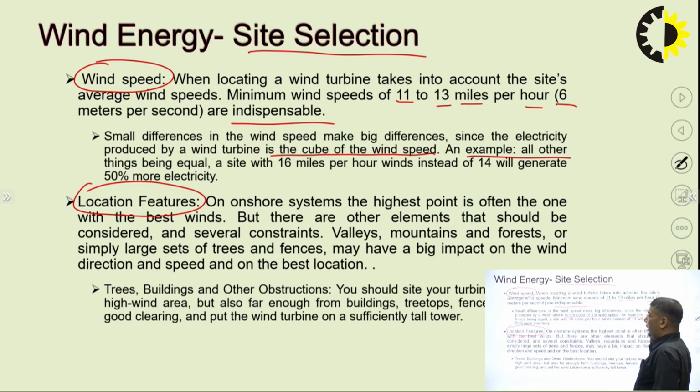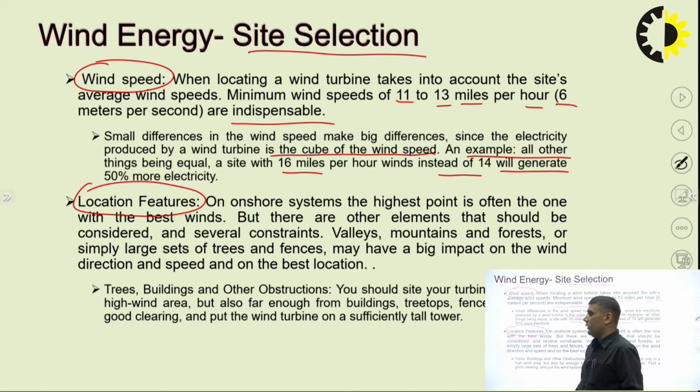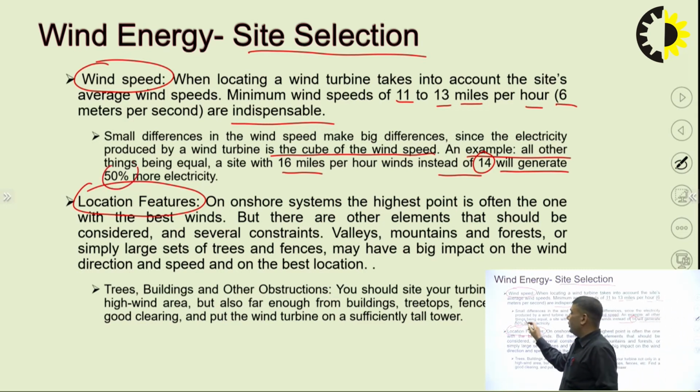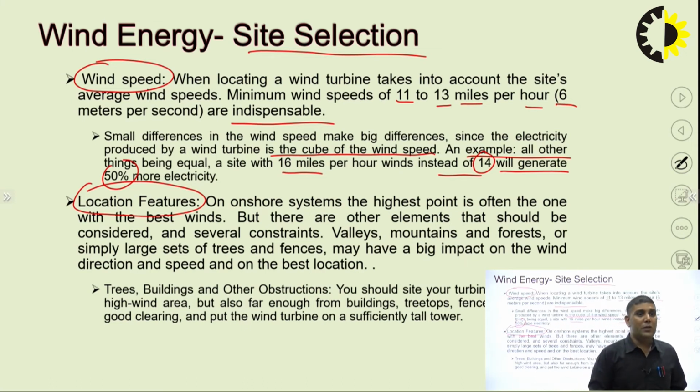As an example, all other things being equal, a site with 16 mile per hour wind instead of 14 will generate 50% more electricity. So if you have one site in which the wind speed is 14 miles per hour, and it is suddenly increased to 16 miles per hour, that is roughly an increase of around 7 to 8% in the wind speed, but the power generation is increased by 50%. So this is the beauty of wind energy power plants.